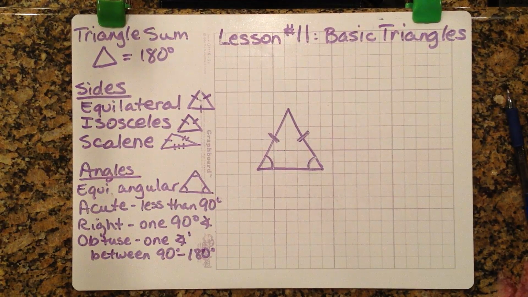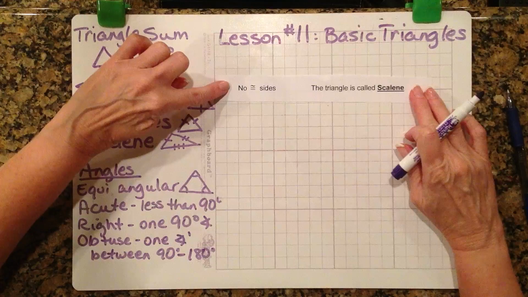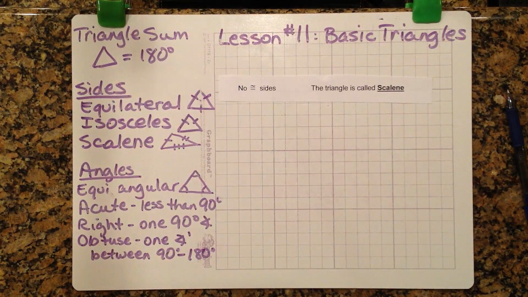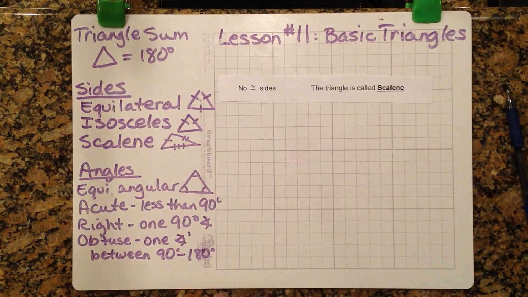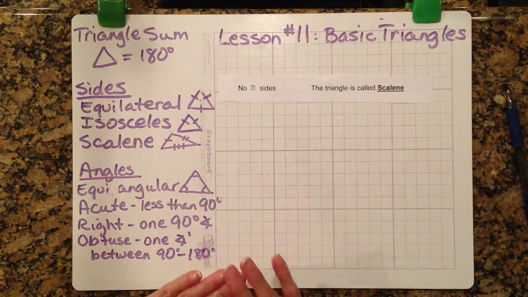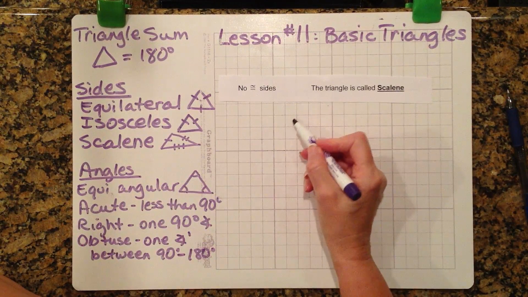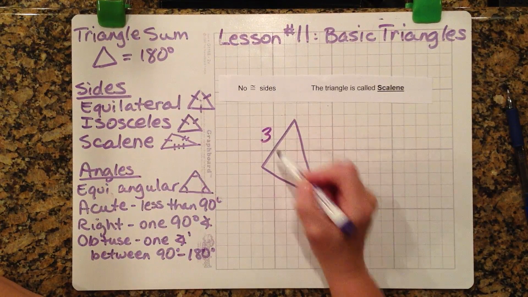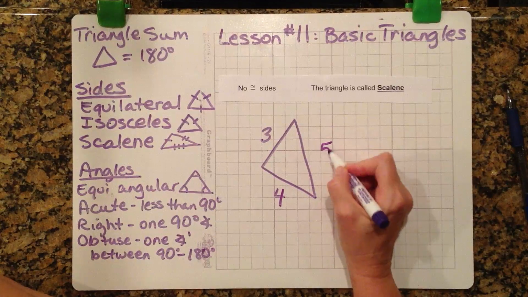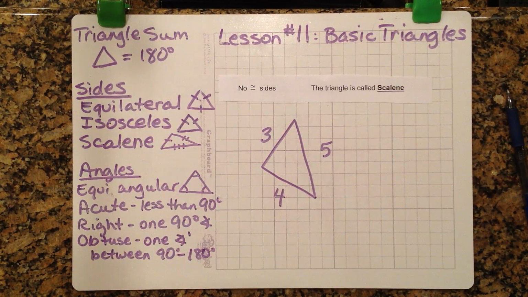All right, the last one. We had three sides congruent, two sides congruent. Now we're going to have no congruent sides. And that triangle is called scalene. When you think of scalene, think of the word scattered. You've got all different kinds of sides. They're all different lengths. So for example, I may have a triangle where this side is 3, and that side is 4, and that side is 5. That is a scalene because no sides are congruent. If you notice, I didn't put any tick marks on there to distinguish any congruency.